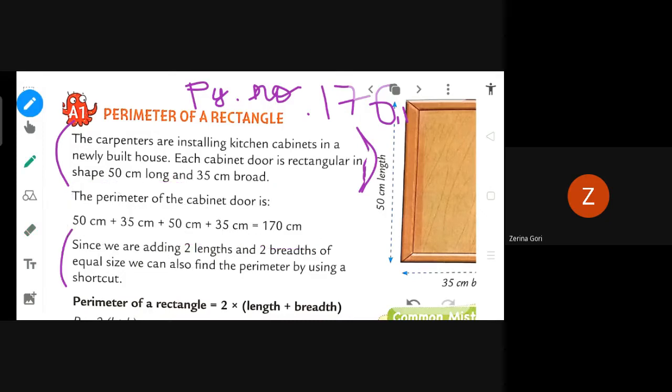So who wants to read this next paragraph? Arman, your turn has come. Yes, ma'am. Since we are adding two lengths and two breadths of equal size, we can also find the perimeter by using a shortcut. Here it is written that we are adding two lengths, means this 50 and 50.